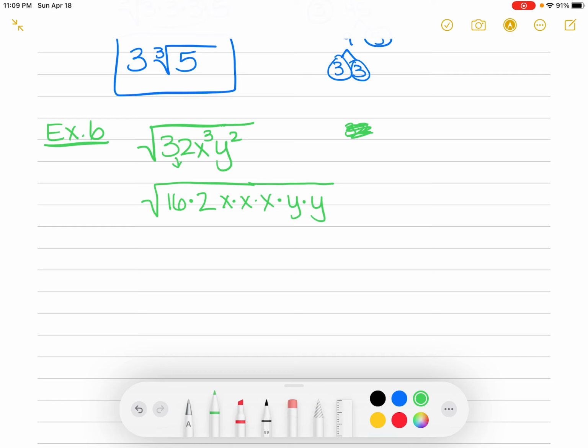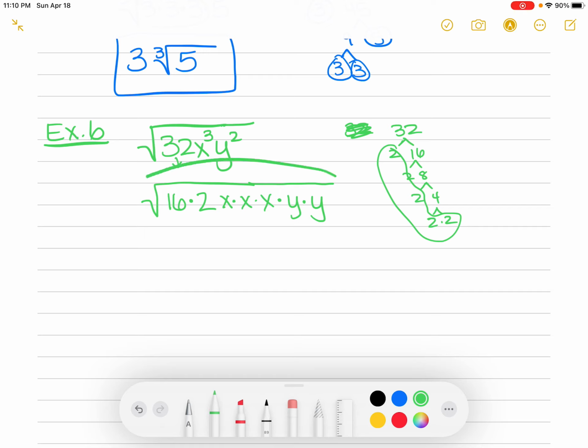So I could have done the 16 times 2. I could have done 32 and done a factor tree, and I would have gotten a whole bunch of 2's. This is what I would have gotten. So I would have had 5 2's. I'll show you that way in a minute also.